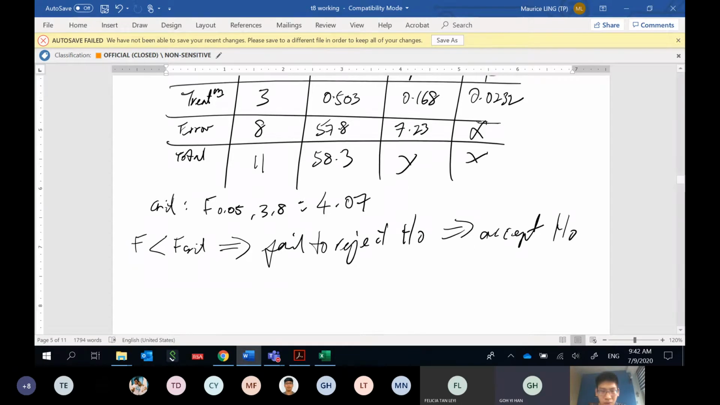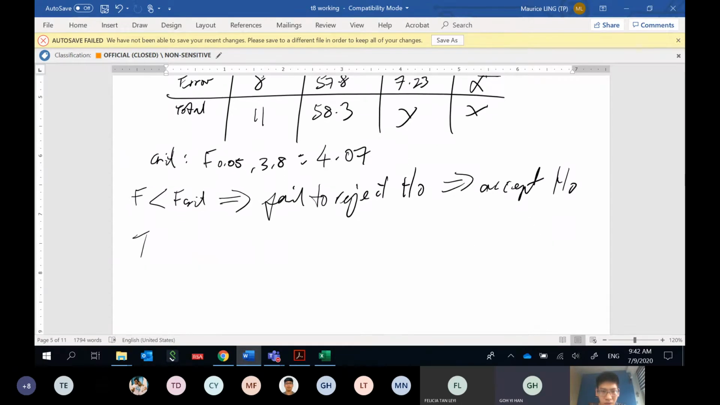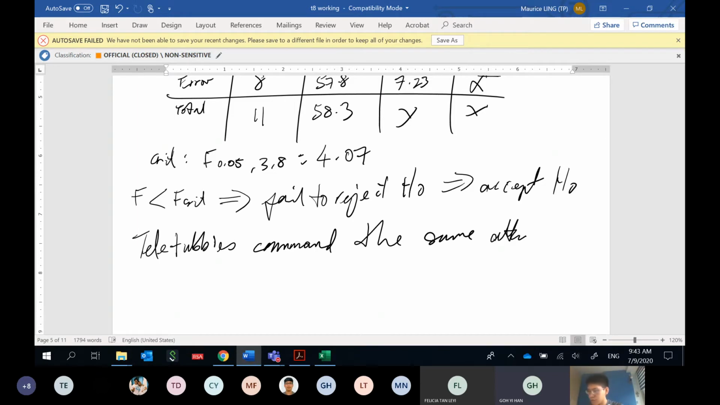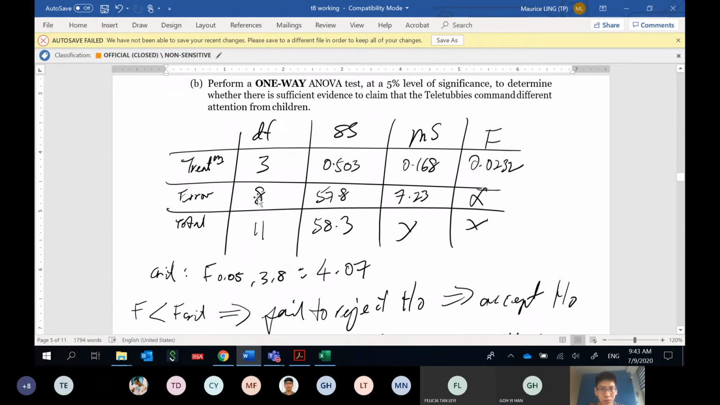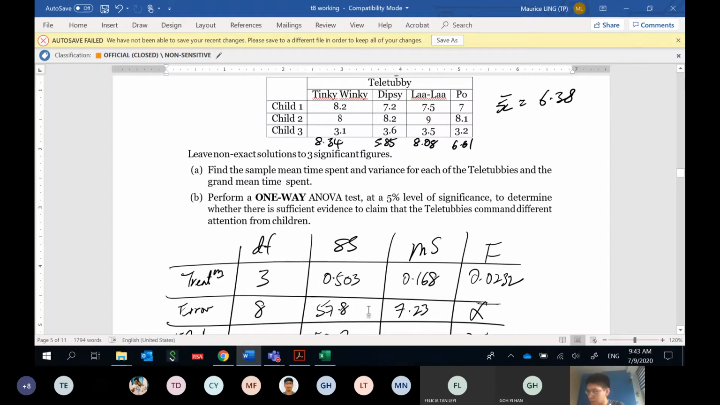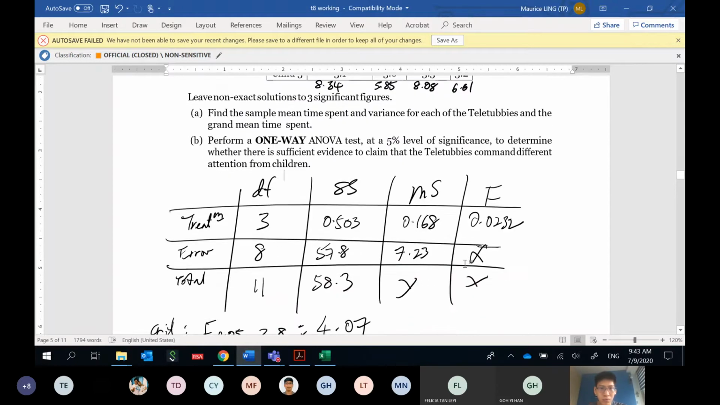It means that the Teletubbies command different attention from children. Different or same? Okay, the Teletubbies command the same amount of attention. Correct. I'll put it on the screen, but you're right. Very good. So be careful with the degrees of freedom, because once you get something wrong, it's very easy to propagate the error down.